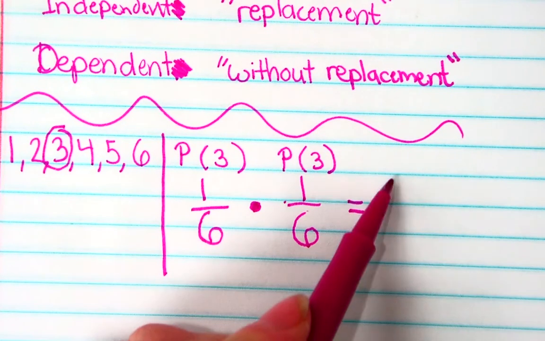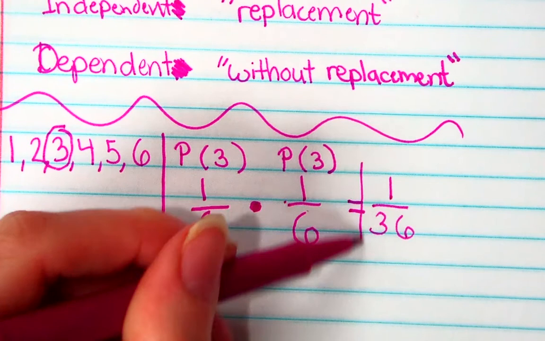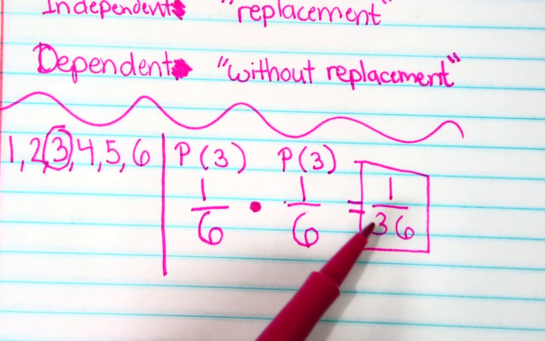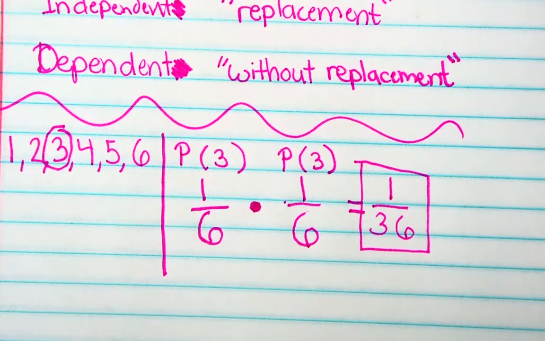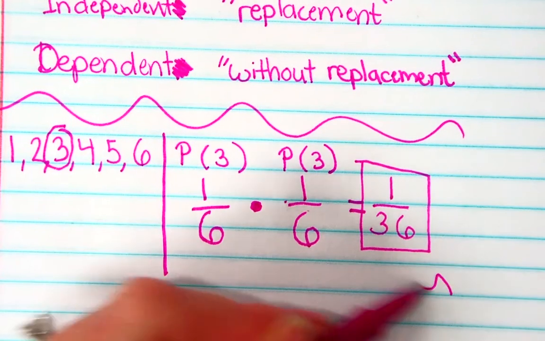So 1 times 1 is 1. 6 times 6 is 36. And there's your answer. The question might ask you to give your answer as a decimal or as a percent. For the purposes of this video, we're going to leave it as a fraction. You need to review how to convert it to a decimal or percent if that's what you feel like you need help with. Okay? But the probability is 1 out of 36. By the way, that was an independent event. Told you I wouldn't tell you, but I did.